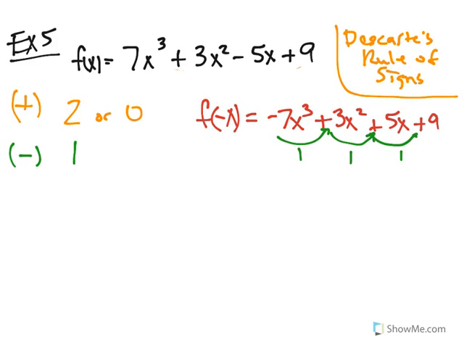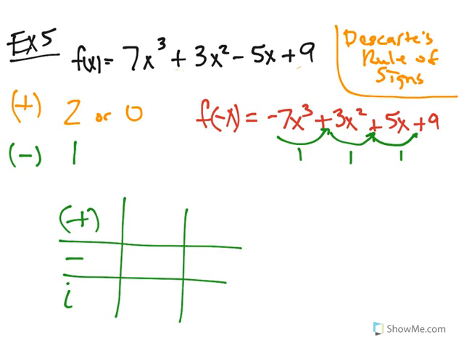So when I make a sign chart for what my possible solutions are, for positive, negative, and we also have imaginary possibilities. I could have 2 positives, I have to have 1 negative, and since my solution count is 3, this is an x to the third, I have no imaginaries. Or I could have 0 positives, which means I could have 2 imaginary solutions. And that's what Descartes' rule of signs does.